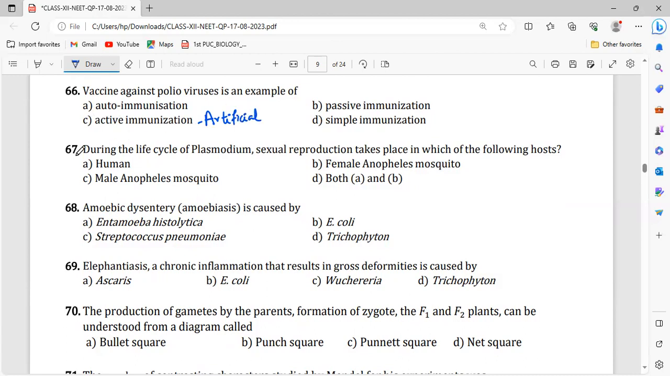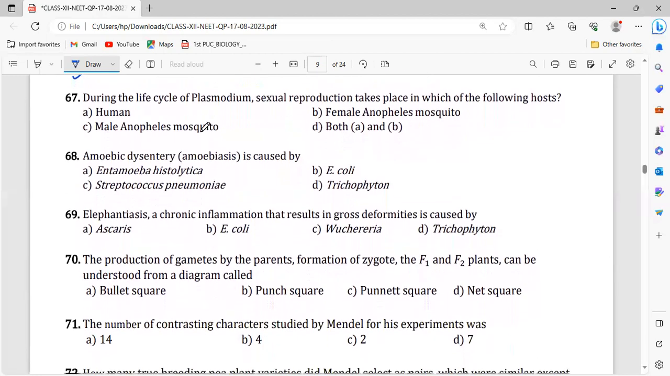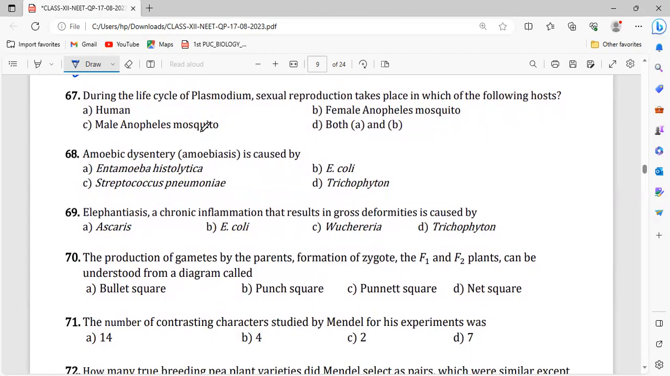Active, artificial immunization. Then, during the life cycle of Plasmodium, sexual reproduction takes place in which of the hosts? So, we know there are two hosts. One is the female Anopheles mosquito and the other is human. Out of this, in human there is asexual reproduction, and in the female Anopheles mosquito there is sexual reproduction. So, the answer will be B.